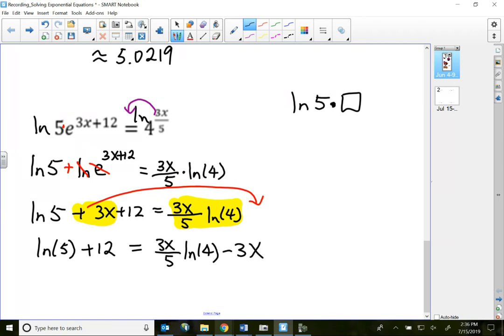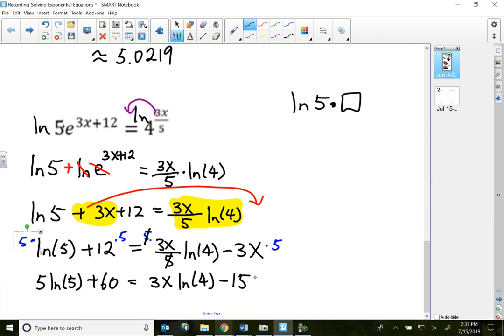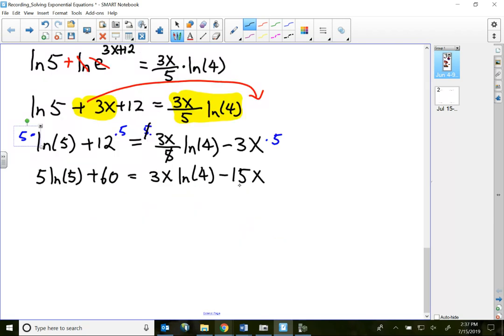So what I can do now, okay, is eventually I can factor out the x. Okay, now before I factor the x, let's get rid of this denominator 5. So I'm going to multiply every term by 5. So that would be 5 times natural log of 5 plus 60 is equal to, this cancels out, that's the whole idea, I end up with 3x times natural log of 4 minus 15x. And it makes it easier to key in the calculator here in the minutes.